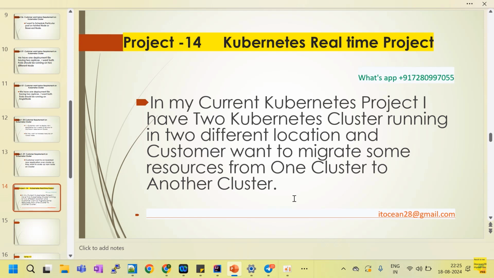I will discuss in detail in this series: I have created two Kubernetes clusters, I have deployed a pod, and then we have to migrate the resource from one cluster to another cluster. So let's create the architecture, how we can fulfill this requirement, so that you can get a better understanding of it.